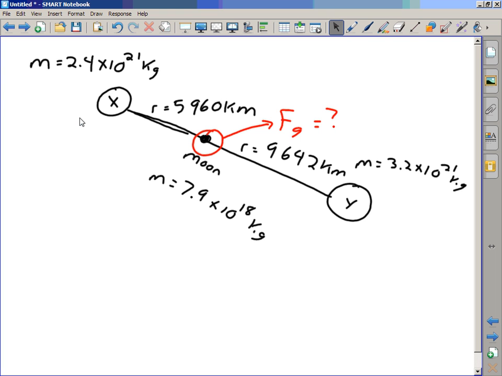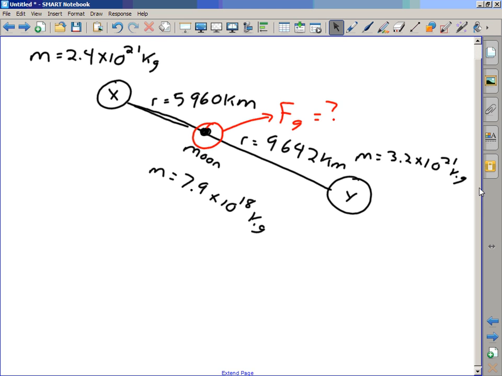Now, the moon is directly between them, right? X pulls one way, Y pulls the other. So what does that logically tell you you're going to need to do? Add vectors. Or here, you don't even have to think of it as vectors. You can just subtract. Bigger minus smaller, right? So let's calculate what the force of gravity is from X on the moon.